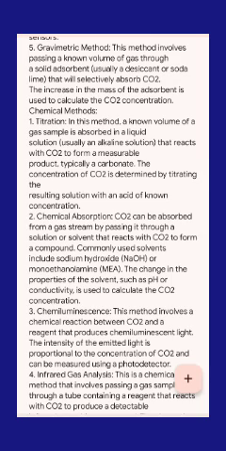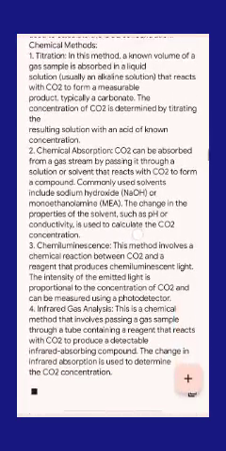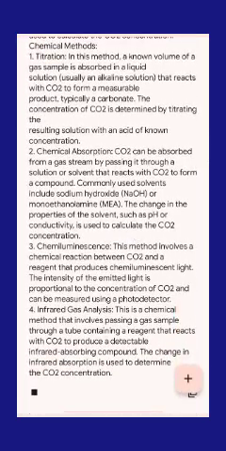Chemical methods. 1. Titration. In this method, a known volume of a gas sample is absorbed in a liquid solution, usually an alkaline solution, that reacts with CO2 to form a measurable product, typically a carbonate. The concentration of CO2 is determined by titrating the resulting solution with an acid of known concentration.